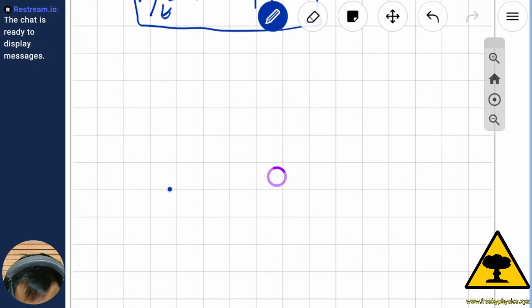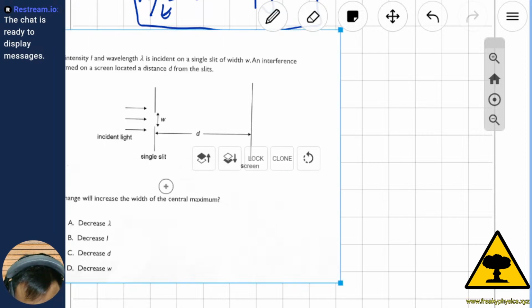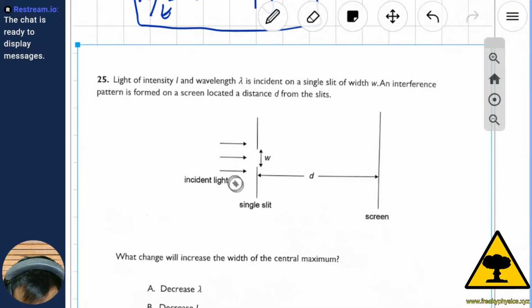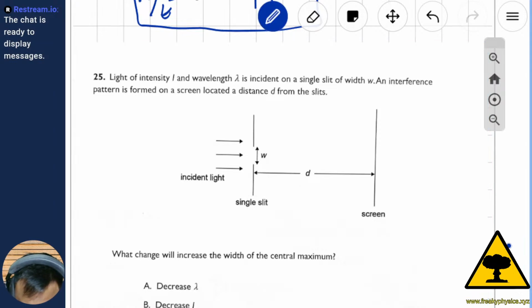Okay, where were we? Okay, here we go. So here's the problem. Light of intensity I and wavelength lambda is incident on this. Okay, so if we go here, we need the data booklet. We need the formula for the single slit equation. This is HL material, right? However, we don't really need the equation straight away. We'll do this in terms of the equation first, and then I'll show you a way to kind of intuitively get the answer.